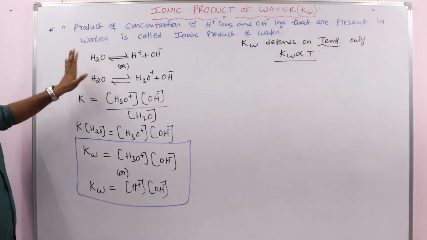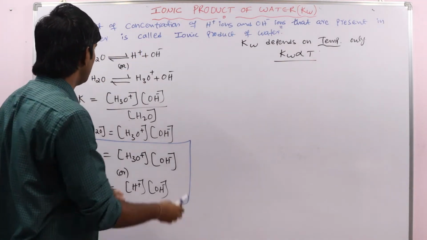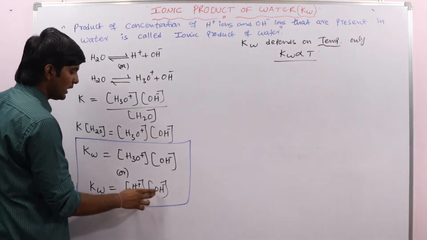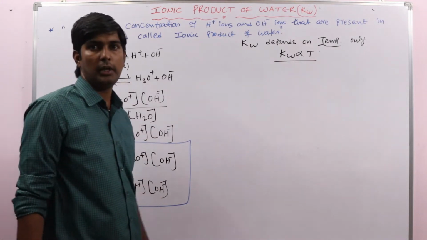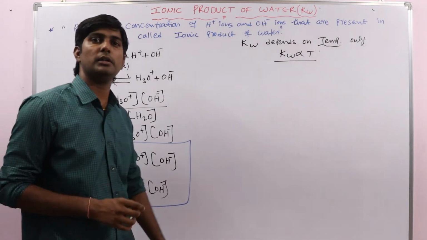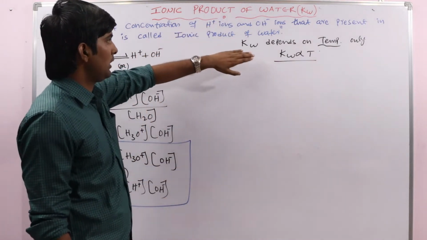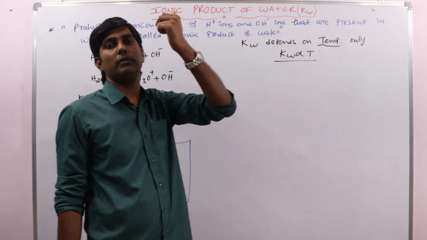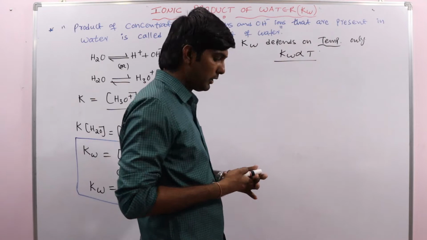See here, as temperature increases, what happens? More molecules dissociate, meaning more H plus and OH minus ions are formed. So this concentration increases, so the Kw value also increases. At higher temperature, dissociation is more, as we already discussed in the factors affecting dissociation. So Kw depends on the temperature. This is the only experimental factor which influences Kw, and Kw is directly proportional to temperature.